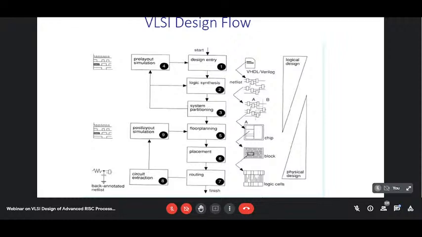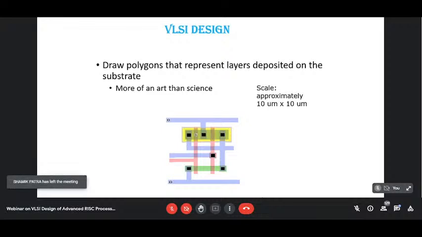Finally, what you will get is the layout, the pattern we described earlier. The final thing will look like that, but it's much more complicated than what is given over here. This is a simplistic form.